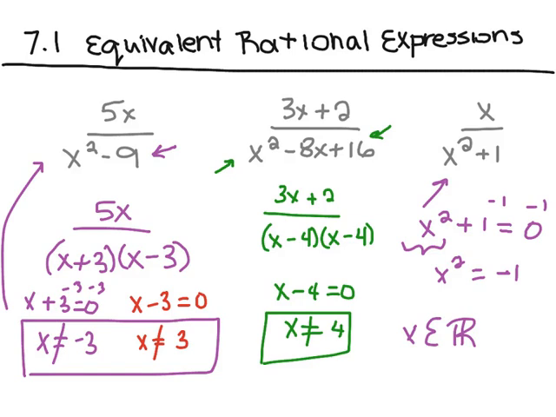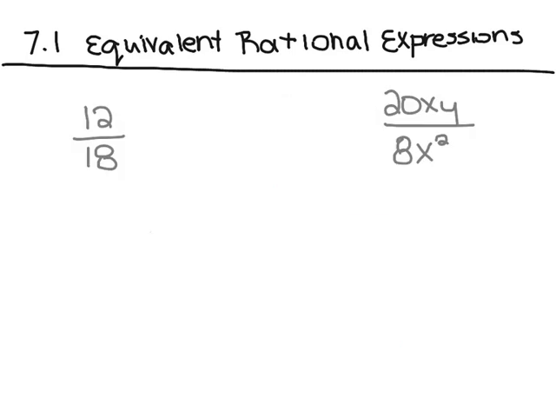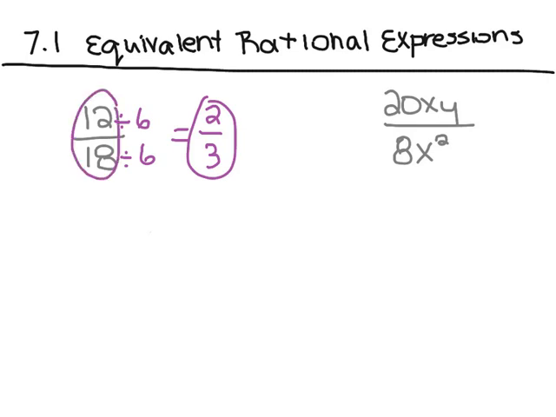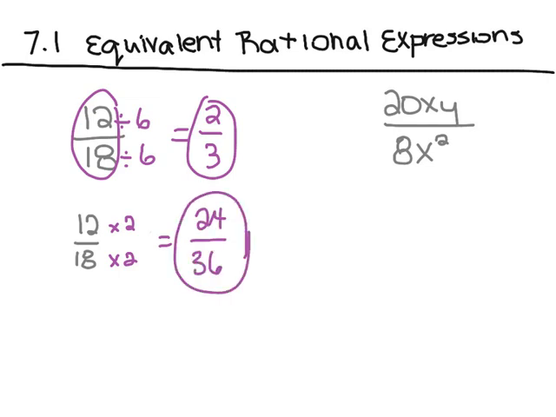For this one, we're writing equivalent fractions. So when we write equivalent fractions, you can either divide or multiply by the same number on the top or the bottom. So if we wanted to simplify this, we would divide, and we could divide by 6. And we know that it could be equal to 2 over 3. And this fraction is the same as this fraction. We can also make it bigger. If we times both the top and the bottom by 2, we would get 24 over 36. And we know that this fraction is equal to this fraction and this fraction because they're all equivalent fractions.